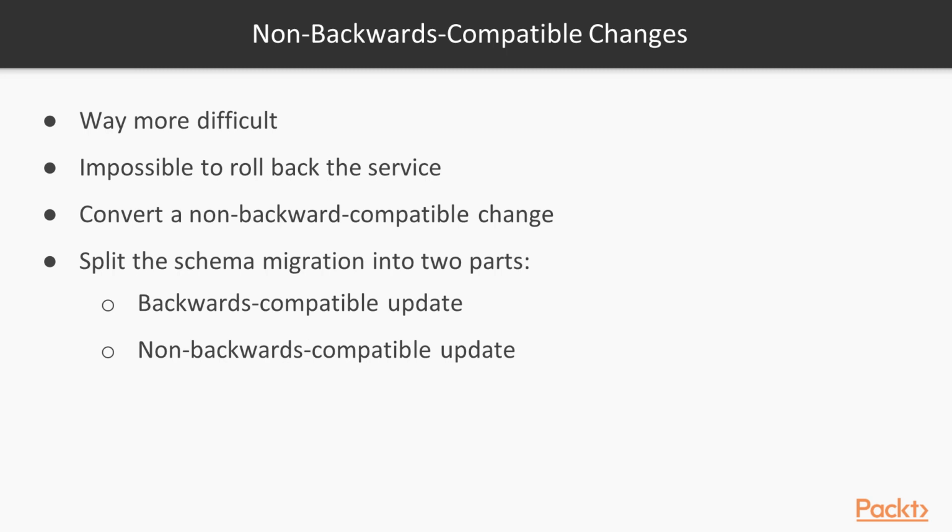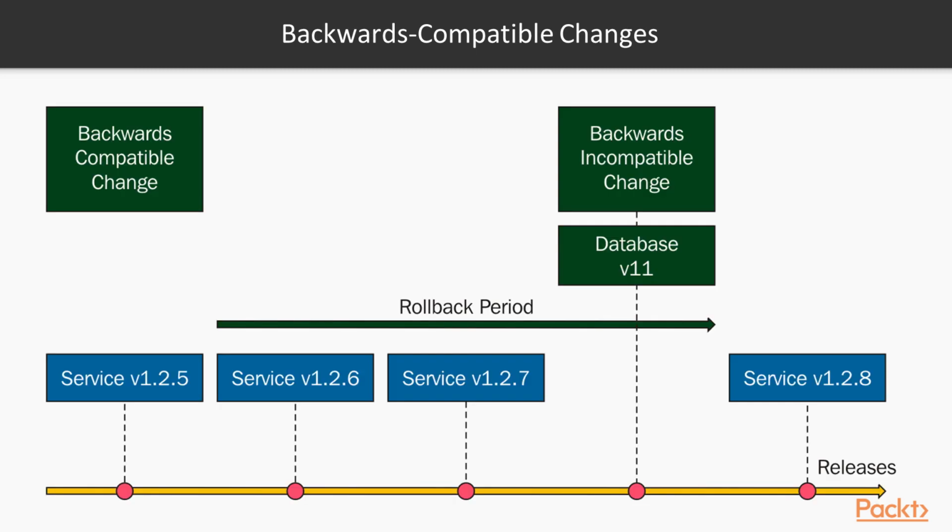In other words, we need to put in extra effort and split the schema migration into two parts. A backward compatible update executed now, which usually means keeping some redundant data, and a non-backward compatible update executed after the rollback period, the time that defines how far back we can revert our code. To illustrate this better, let's look at the following image.